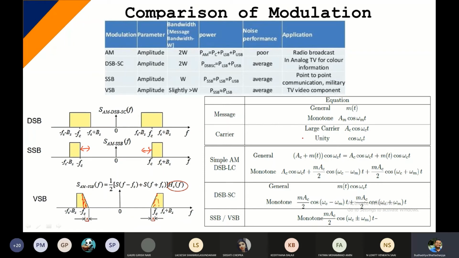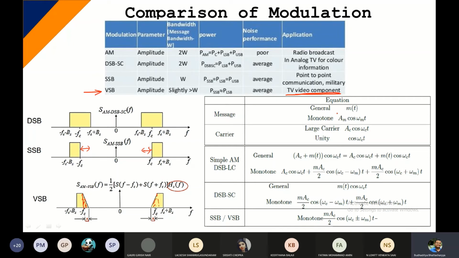Okay, similarly, you can see these are the very important equations which I think I have already shared with you, and I will be sharing this also with you so that it's a consolidated thing. So you can see the first thing, the application part, I was telling you the VSB. So VSB is a TV video component. So this is what it is being used all throughout.